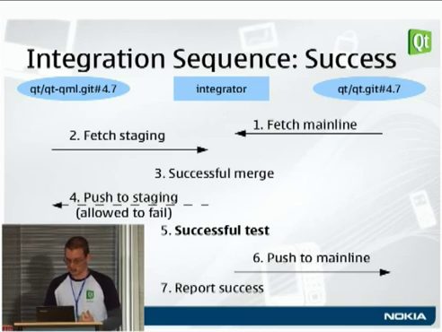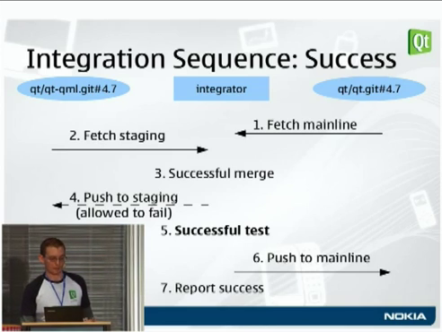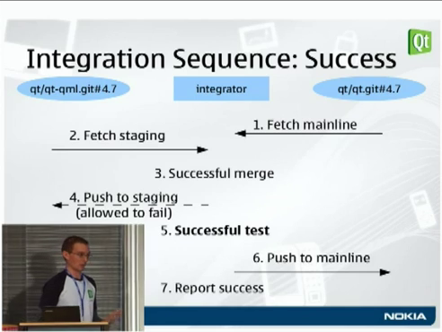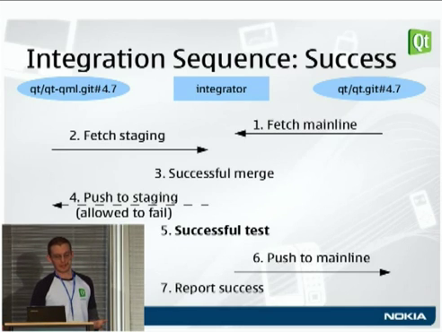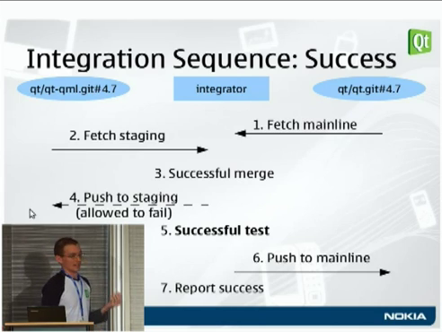Okay, so it's important to note that this is allowed to fail, though, because there is a race condition here. If the staging branch has received more commits in the meantime, then our merge will be rejected. But that's okay. This is just a best effort thing.